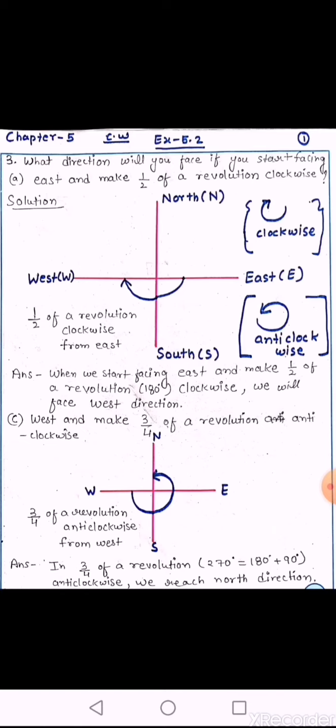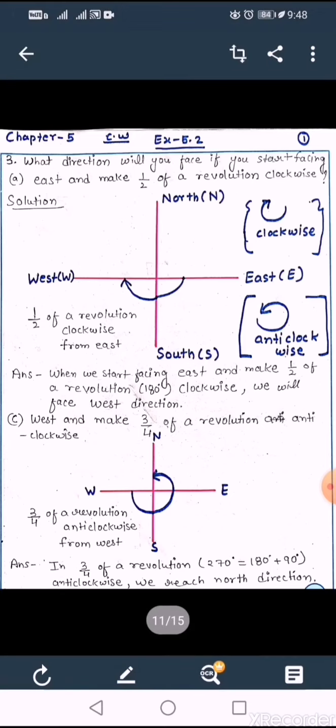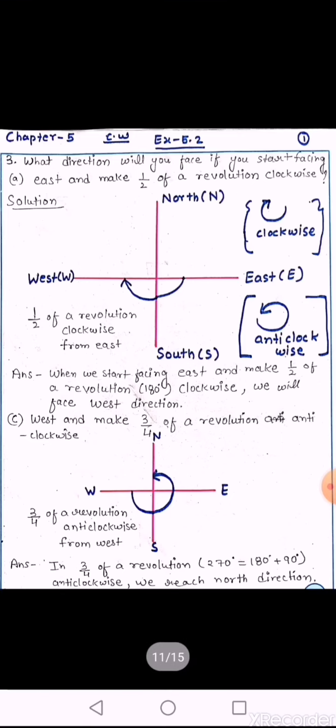So we come to west, and this is the symbol on your right side. Are you seeing the symbol of clockwise and anti-clockwise? This is the symbol of clockwise and this is the symbol of anti-clockwise. So the answer is, when we start facing east and make half a revolution, 180 degrees clockwise, we will face the west direction. Clear?